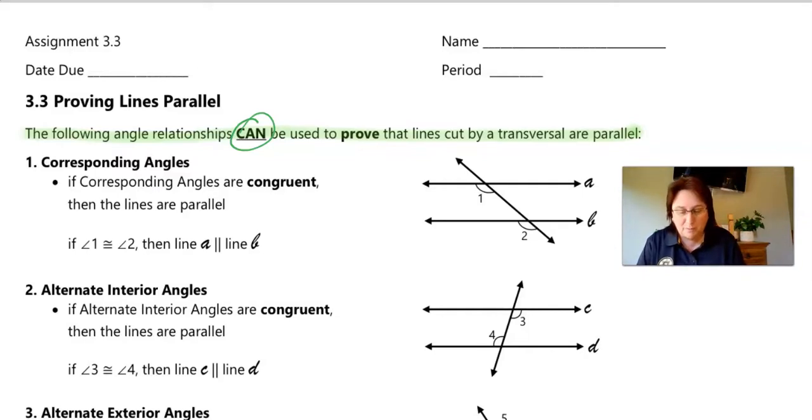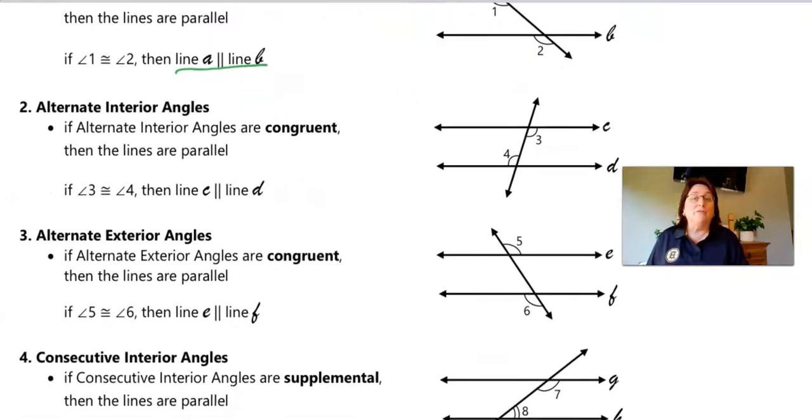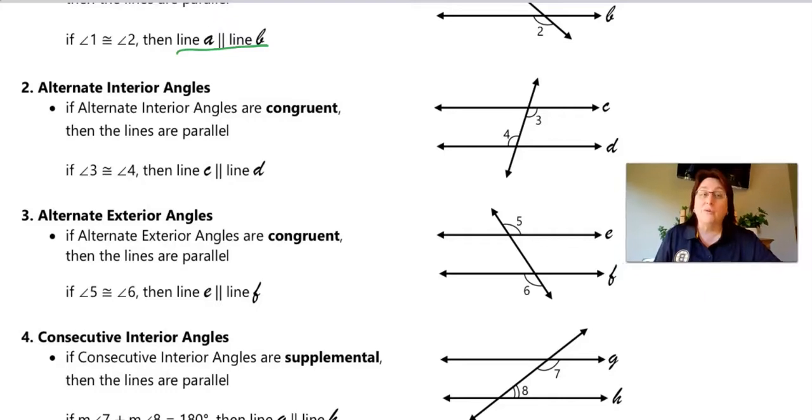I want you guys to remember the notation for parallel. Look right here. That says that line A is parallel to line B. Another one that we can use is alternate interior angles. If alternate interior angles are congruent, then the lines are parallel. You can use these. If alternate exterior angles are congruent, then the lines are parallel. So there are our congruent angles.